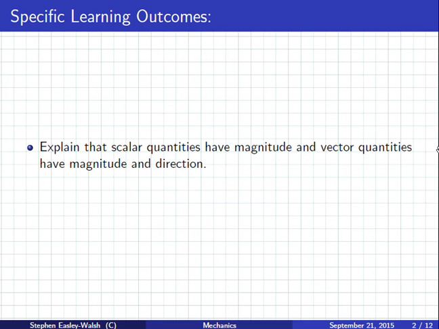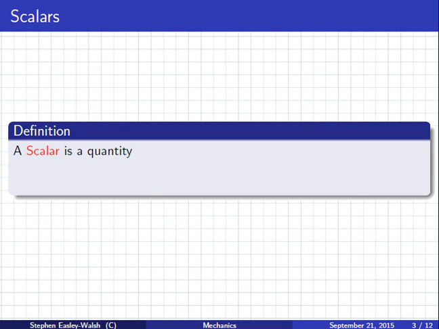Okay. So let's start with what a scalar is. So a scalar is a quantity, a thing, that has only magnitude, a size, and no direction. So in other words, a scalar is just a number. 5, 10, 100. These are all scalars. They're just numbers.